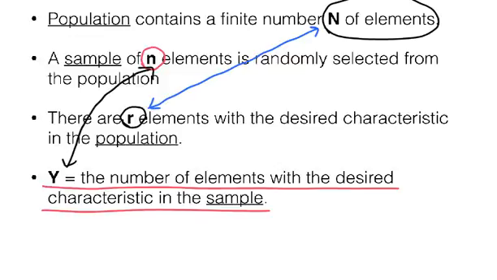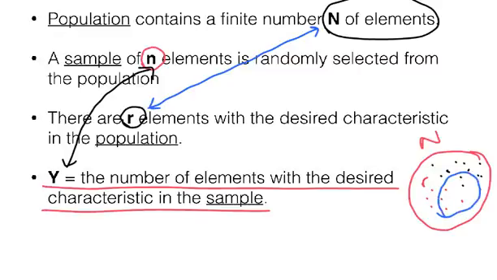If you take a look, you have this whole set of elements, capital N, the total population. And then from that, you have some with the desired characteristic, R. And there are some others with another characteristic that you don't care about. And you are going to select a sample, a random sample. So this is n. And then you are going to count how many of those in the sample actually have the desired characteristic that you think of as a success.